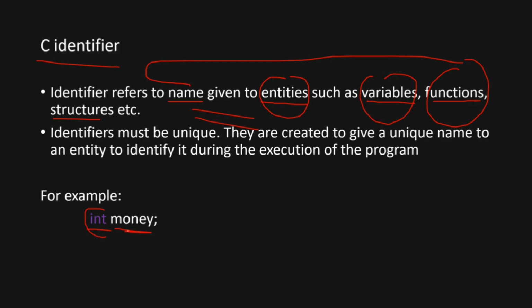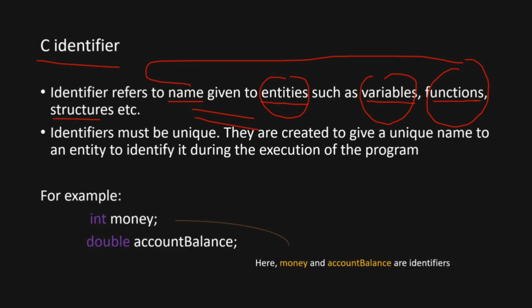So I have defined the integer data type. Money is then the identifier here. Again, another variable that I will use is the identifier account balance. It is of double type. Double means it's a float which has more length. Here money and account balance are identifiers, but we cannot use int and double, which are keywords, as identifiers.